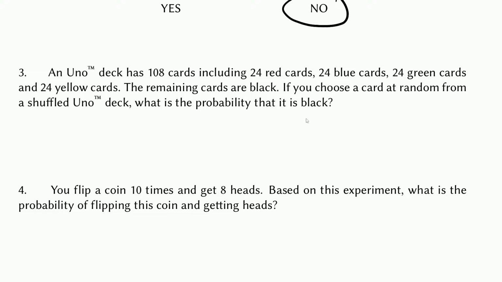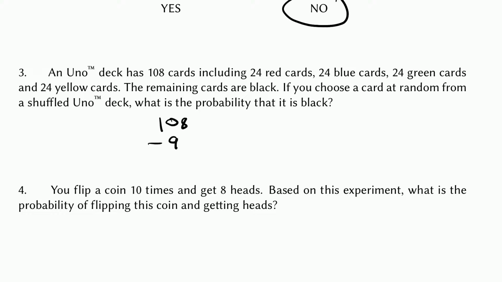108 cards, 24 red, 24 blue, 24 green, 24 yellow, and all the rest are black. If you don't know what an Uno deck looks like, that's basically what it is. The black ones are the wild cards, but whatever. Maybe you've never played Uno, it doesn't matter, because you can do the math.